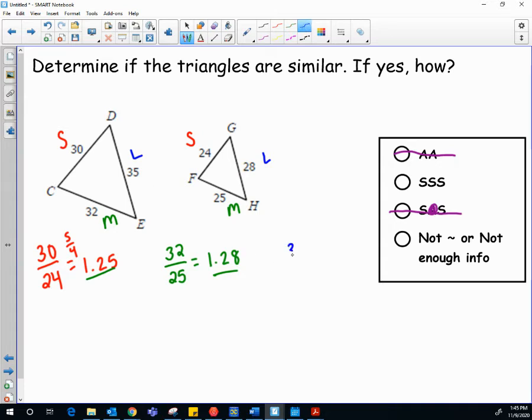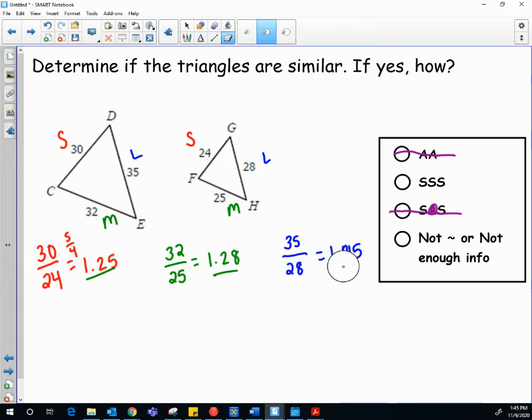So we'll do 35 divided by 28 because we did left over right. And then when we do that, this one comes to, where's my, here we go, 1.4. You see? Oh, sorry. Wrong. That's 1.25. Sorry about that.